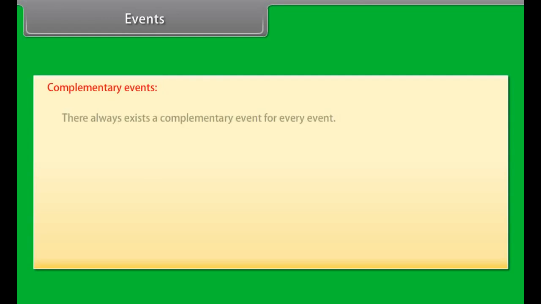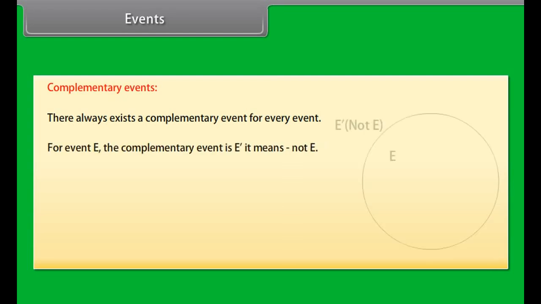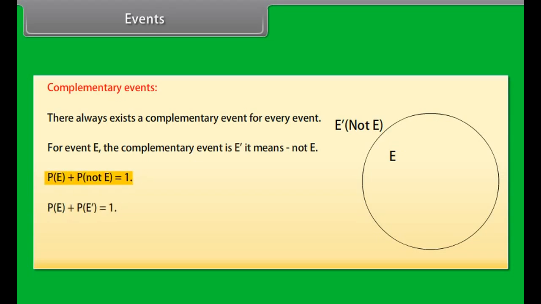Complementary events. There always exists a complementary event for every event. For event E, the complementary event is E dash, which means not E. Probability of event E plus probability of event not E equals 1. Probability of event not E is equal to 1 minus probability of event E. Compound event. An event that has more than one outcome is called a compound event.